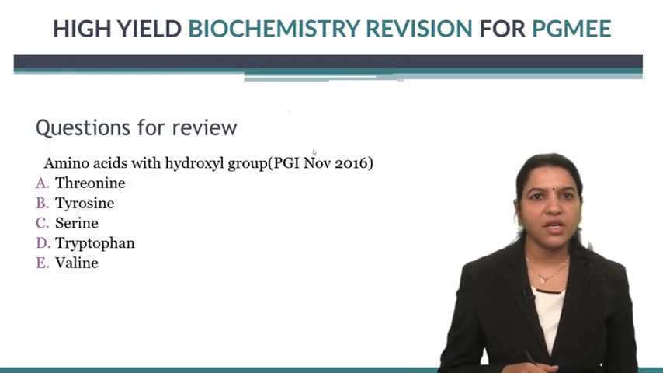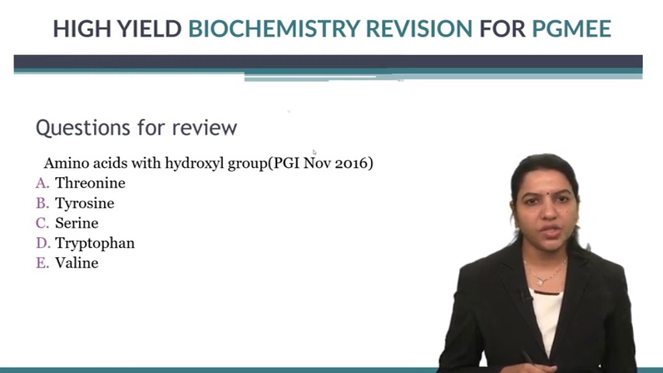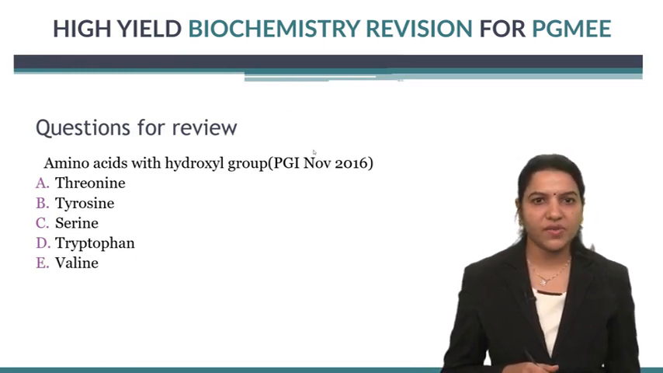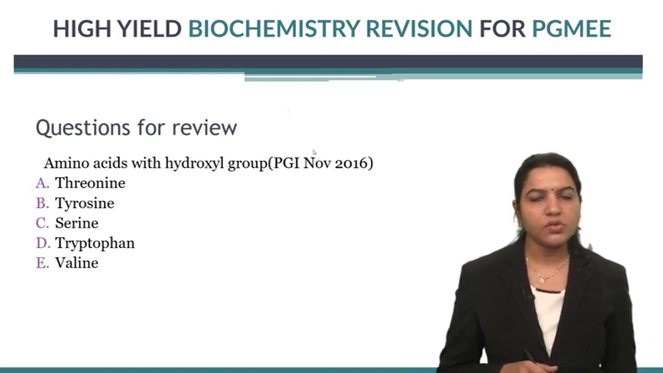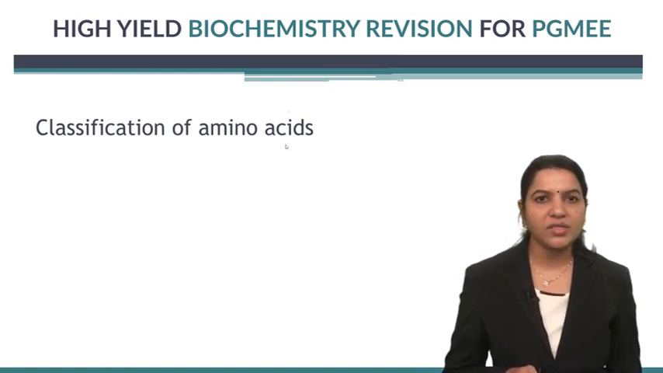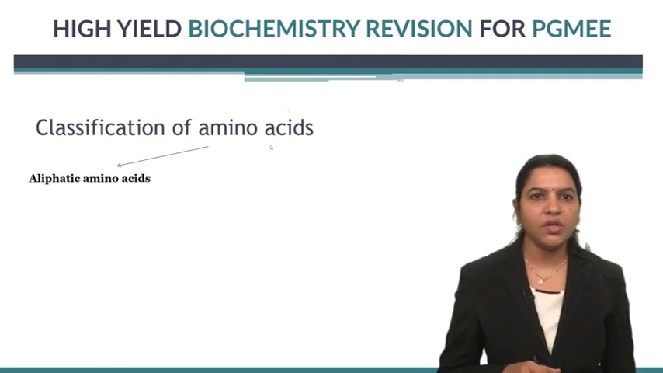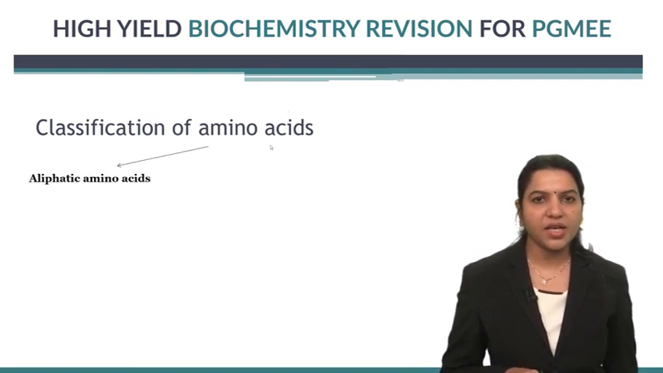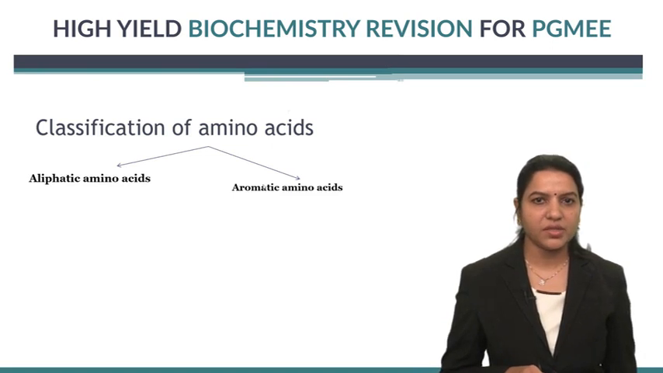The first question, amino acid with hydroxyl group. Options are threonine, tyrosine, serine, tryptophan and valine. So to answer this question, we'll see the classification of amino acids based on its side chain. Based on the side chain, amino acids are classified into two, the aliphatic amino acids and the aromatic amino acids.